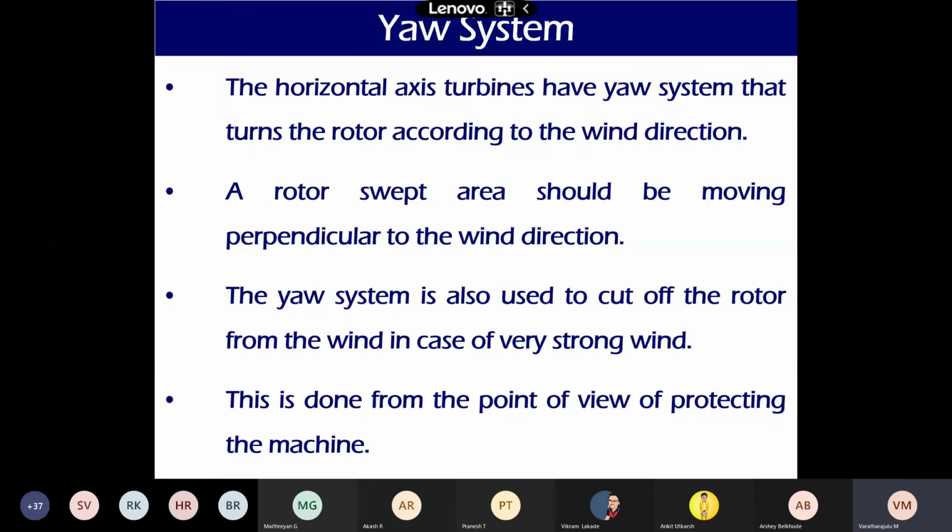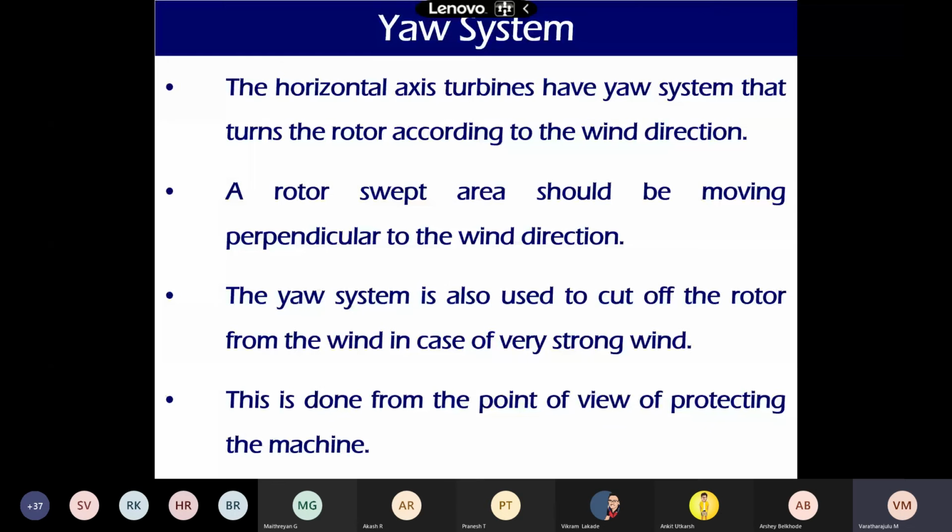A rotor swept area should be moving perpendicular to the wind direction. In that way, the yaw system is arranged, and the yaw system is also used to cut off the rotor from the wind in case of very strong wind. This is done from the point of view of protecting the entire system.